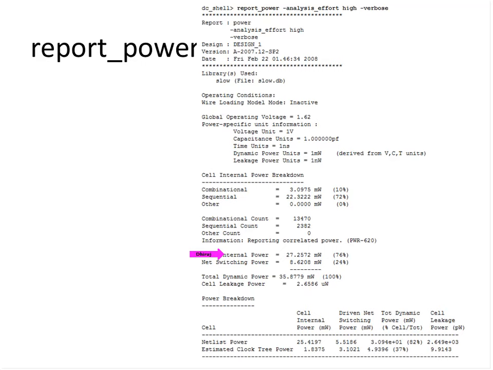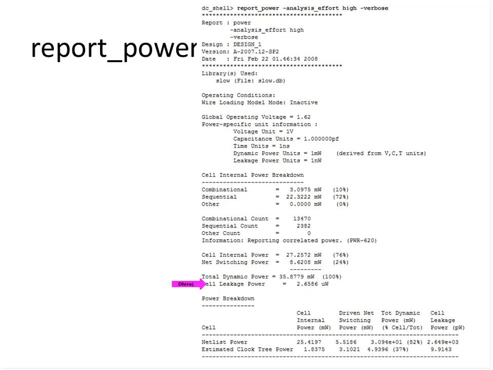Why? Because internal power does not depend on external capacitance. And probably a lot of buffers and inverters will be inserted after layout, and that will cause more power. So this is the pre-layout power, right? In the post-layout power, dynamic power and leakage power both will grow, because the number of cells and number of nets both will grow. It also tells us what the leakage power is.